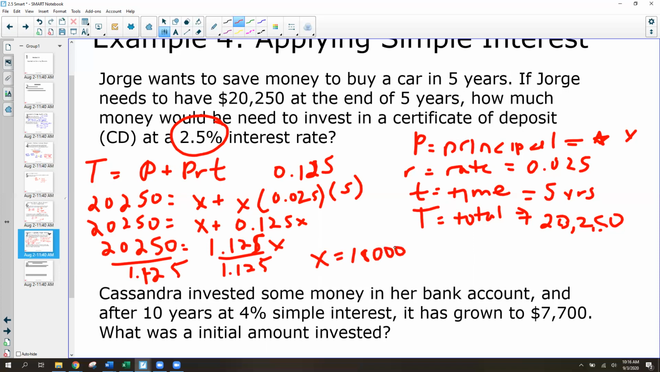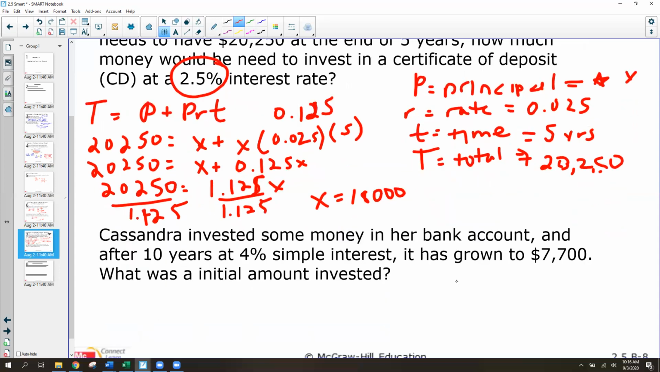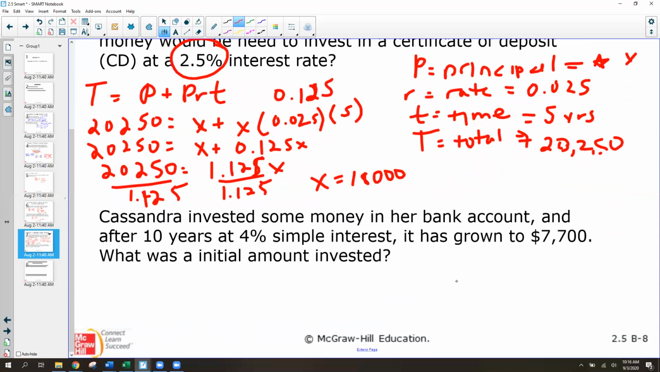So if he invests $18,000 now, he can just let it sit there, and in 5 years, he'll have enough for the car. I don't know if that's the most effective way for him to save his money, but it is what it is. You try the next one. Think about it the same way. Cassandra invested some money in her bank account, and after 10 years at 4% simple interest, it grew to $7,700. What did she start with?